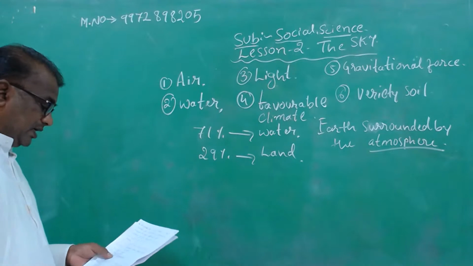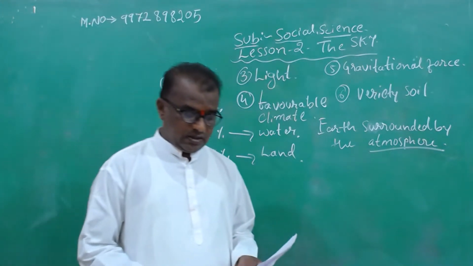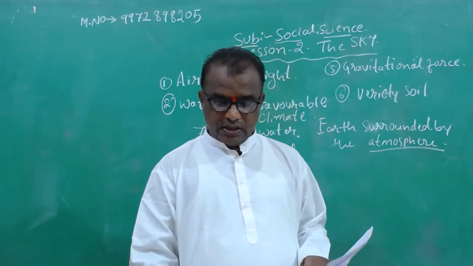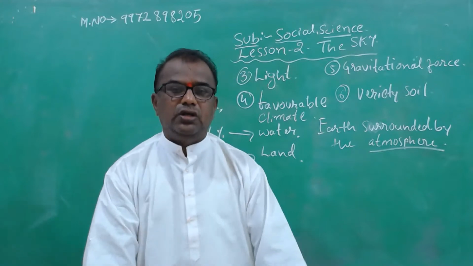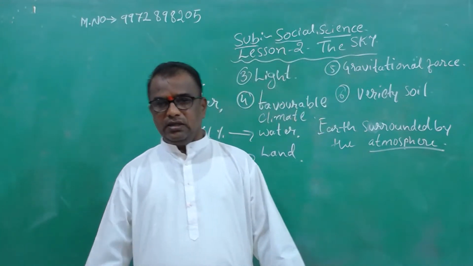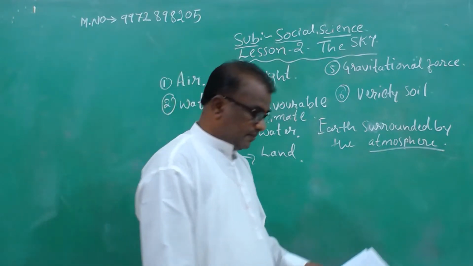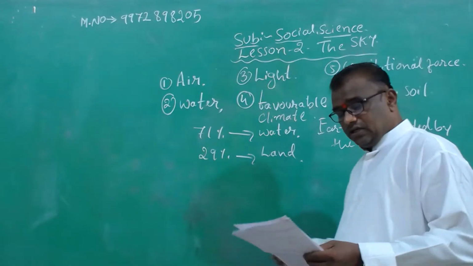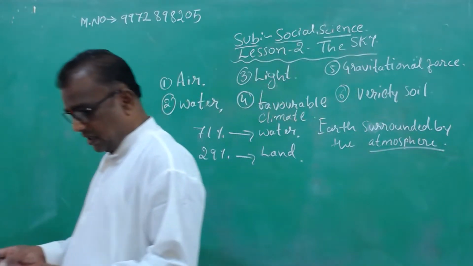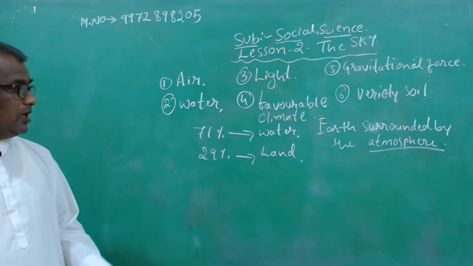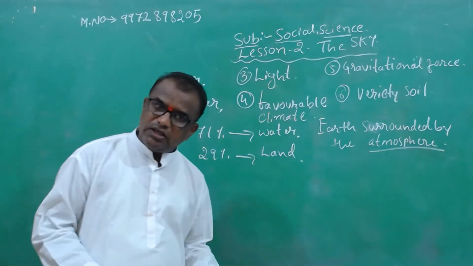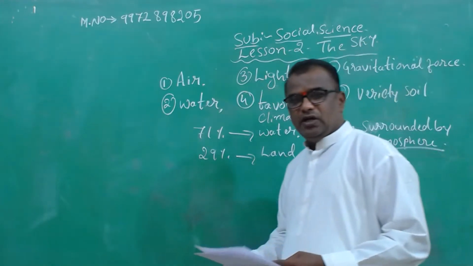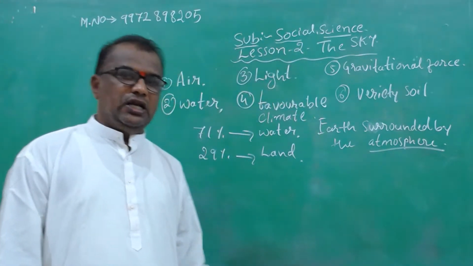Why is life possible? Because, first one, suitable distance from the sun. Earth is the third planet from the sun. So, suitable distance from the sun, and a very good atmosphere for living beings. That's why life is possible on the earth. And good climatic condition is there, very different soil are there, suitable environment is there, water is there, all required for the living beings available on the earth. That's why earth is the suitable place for the living beings.